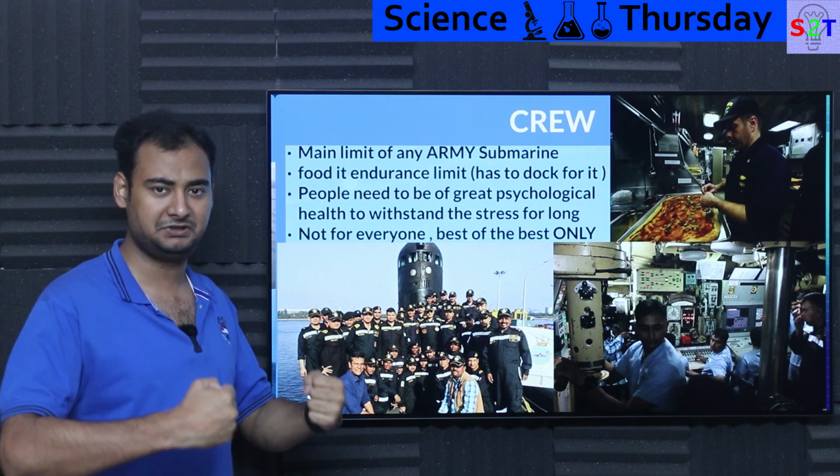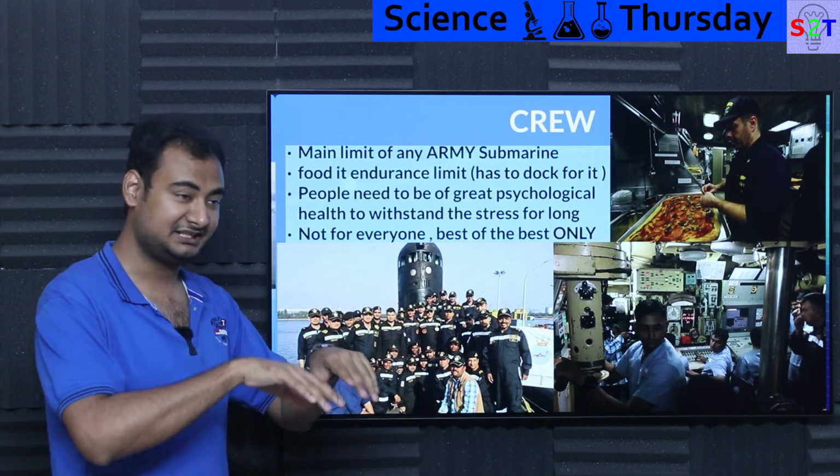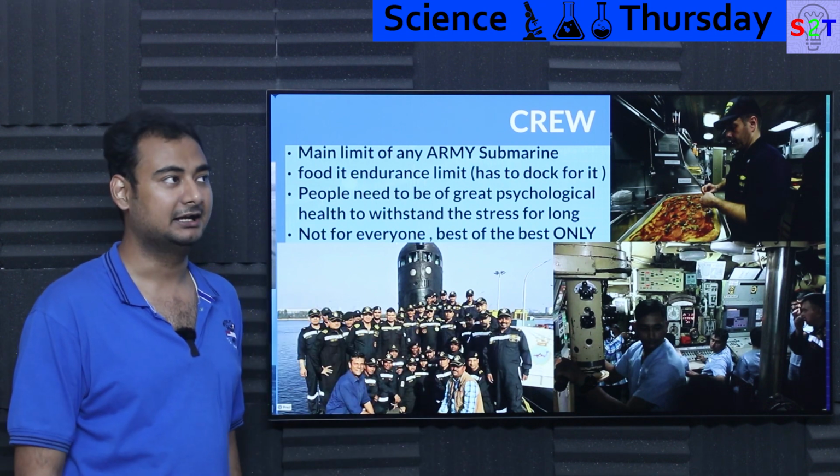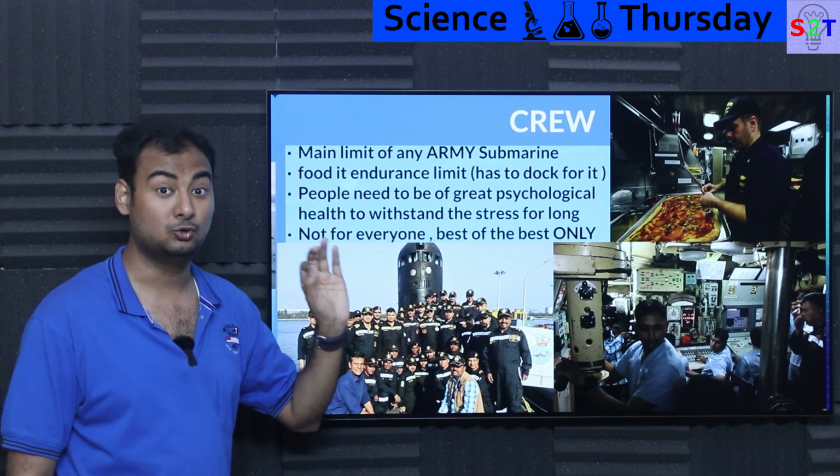You can find people who are built like a tank, who are strong, capable in open environments. They're like, I got this, fam. The moment you put them inside a metal tube like this, they're like, no. So this is one thing you have to understand. They are not for everyone, and best of the best only.